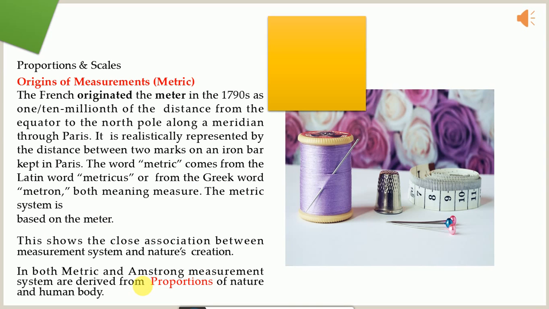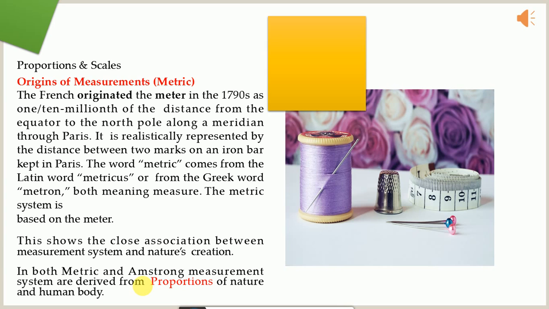Proportions and scales. Origins of measurements. Metric. The French originated the meter in the 1790s as 1/10 millionth of the distance from the equator to the North Pole along a meridian through Paris. It is realistically represented by the distance between 2 marks on an iron bar kept in Paris. The word metric comes from the Latin word metricus or from the Greek word metron, both meaning measure.